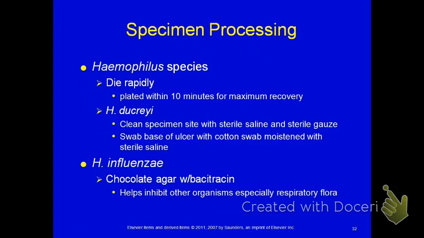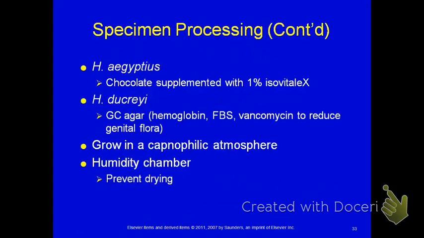And then for Hemophilus influenzae, you may use a chocolate agar plate, sometimes with bacitracin or sometimes with another antibiotic known as trimethoprim. It helps inhibit other organisms, especially the respiratory flora. So what could be the possible specimen? It could be a nasopharyngeal swab, or even CSF, particularly if the clinicians are suspecting meningitis, or sputum for that matter. Hemophilus aegyptius, I did mention this a while ago, the 1% isovitalex would be added to the chocolate agar plate.